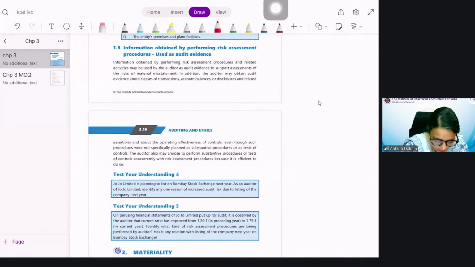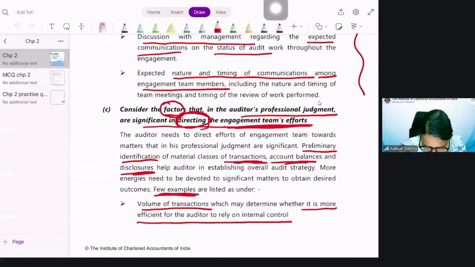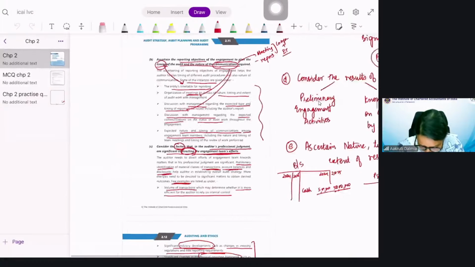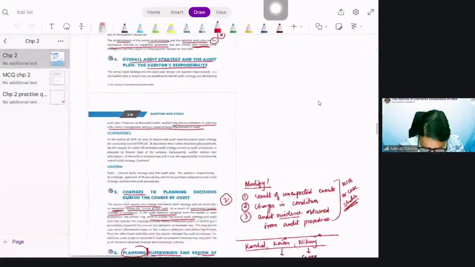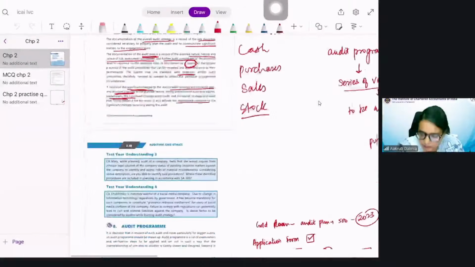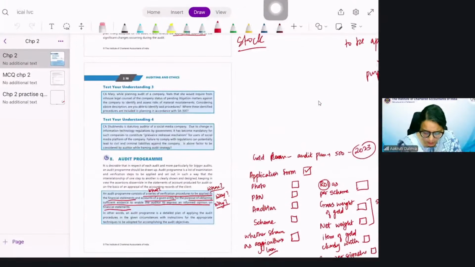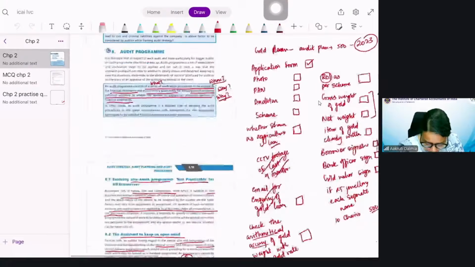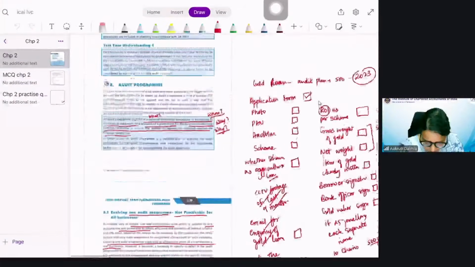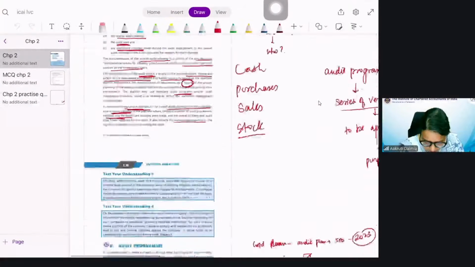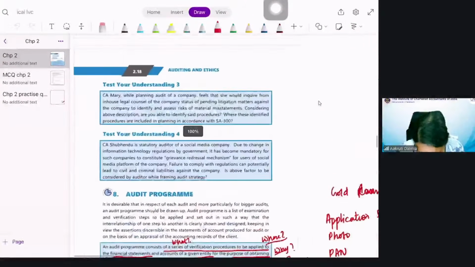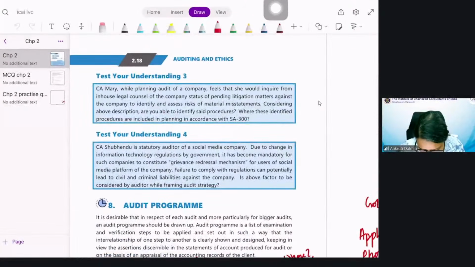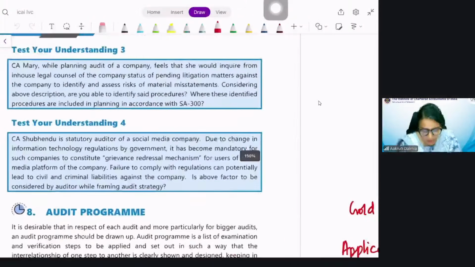Hello, ma'am. Chapter 2 you are telling, right? Page number 2.18. Chapter 2, point number 7 on that page, given as a test your understanding. Oh, okay. Test your understanding number 4. Can you explain this, ma'am, please? I don't remember. I have to see.